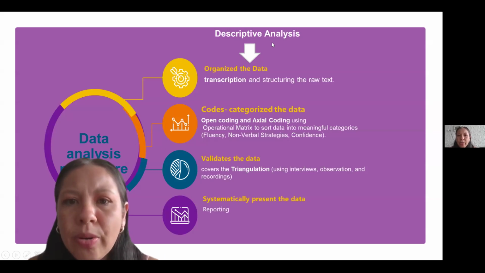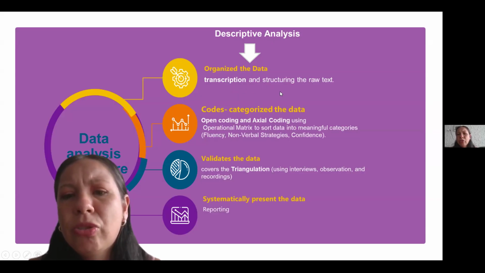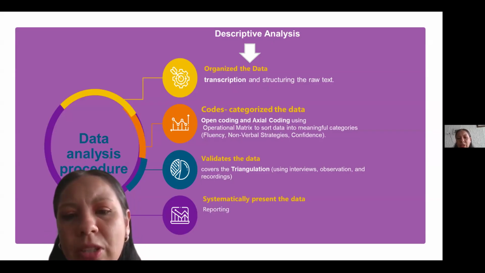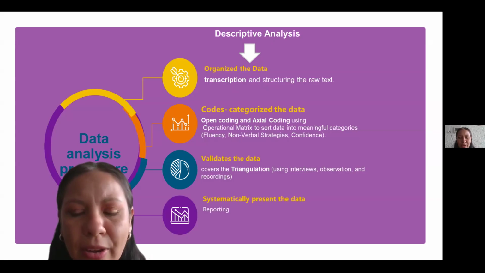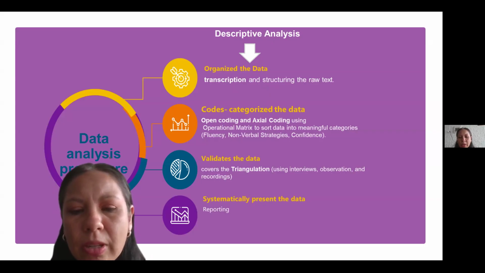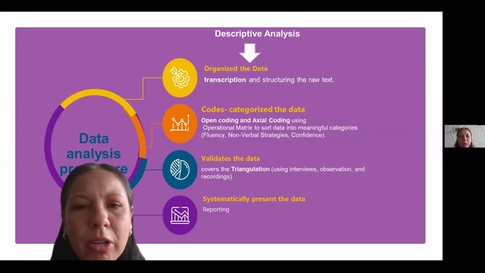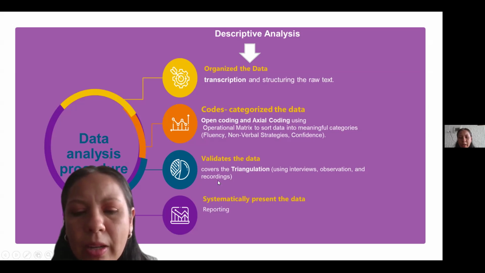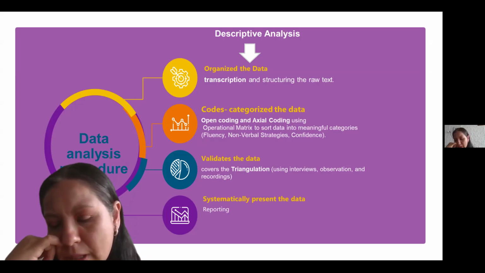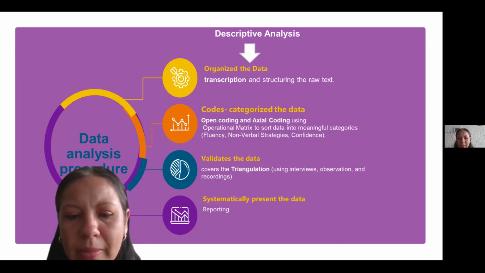The data analysis procedure is a descriptive analysis. The first step was to organize the data, transcriptions, and structure the raw text, then make the codes and categorize the data. Open coding and axial coding were also applied, with operational metrics to sort data into meaningful categories like fluency, nonverbal strategies, and confidence. Then the data was validated through triangulation, using the interviews, the observation, and the semi-structured interview. When I say recordings here, it relates to the field diaries and observations. And finally, the data was systematically presented.